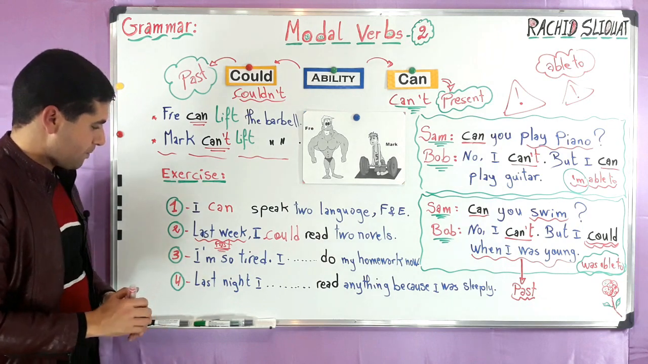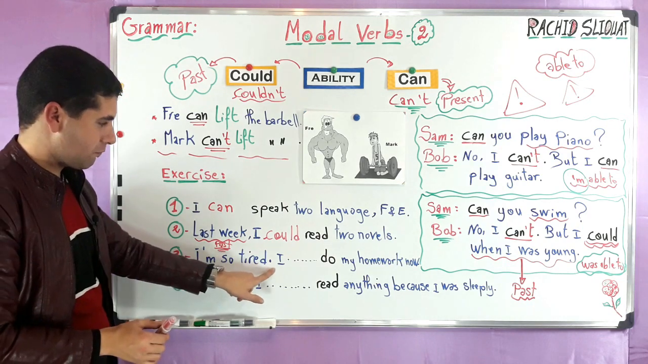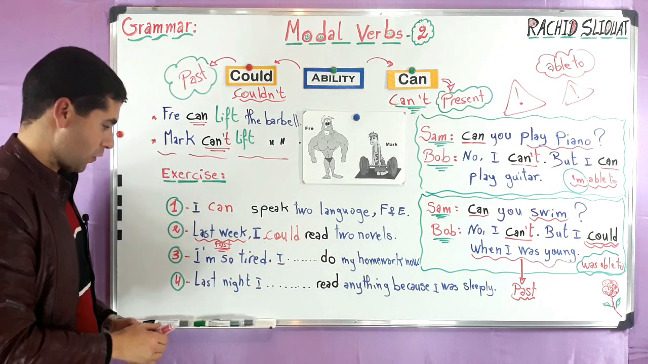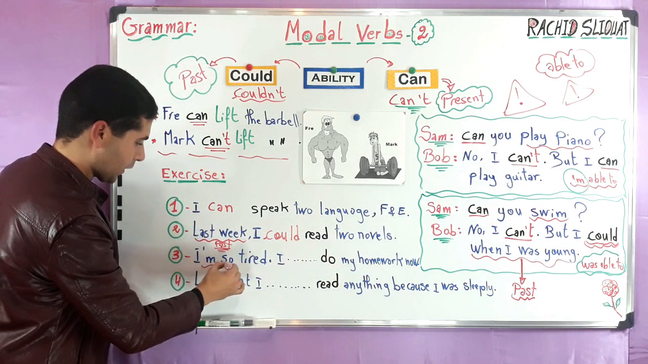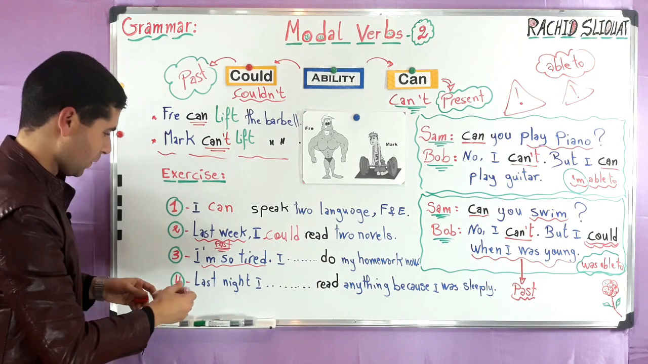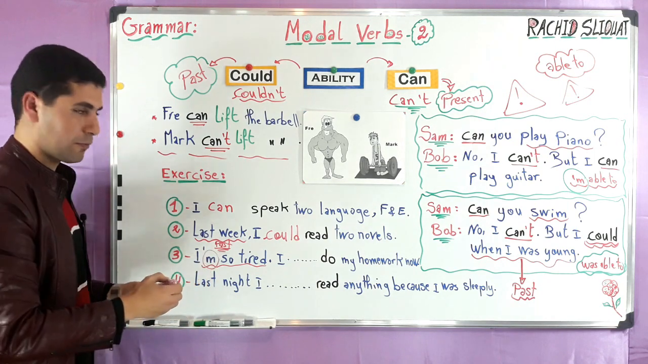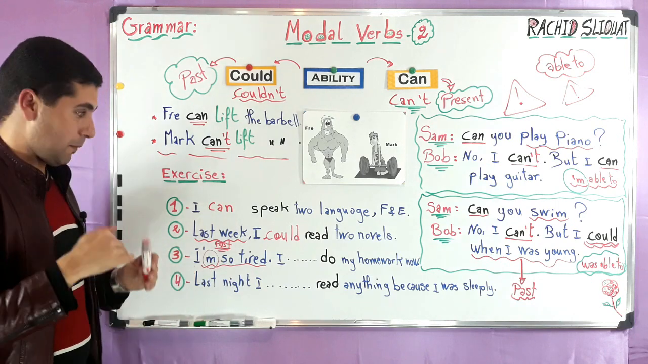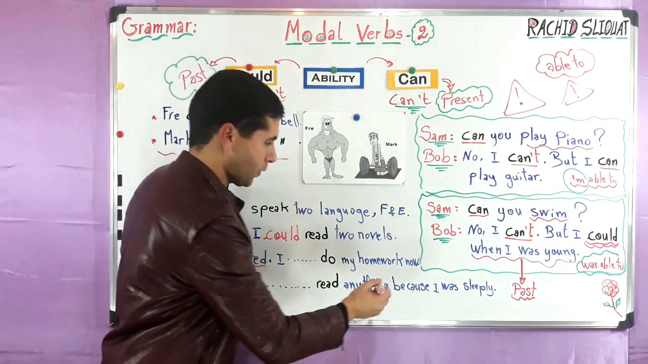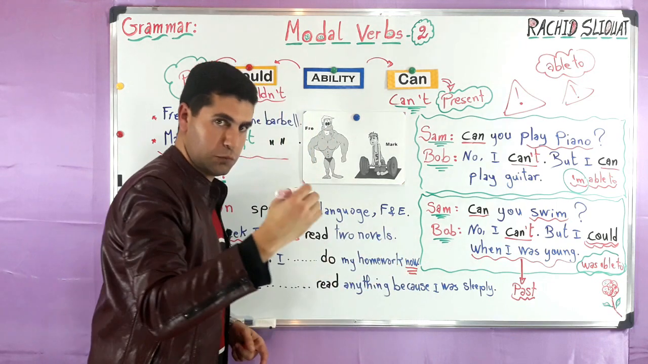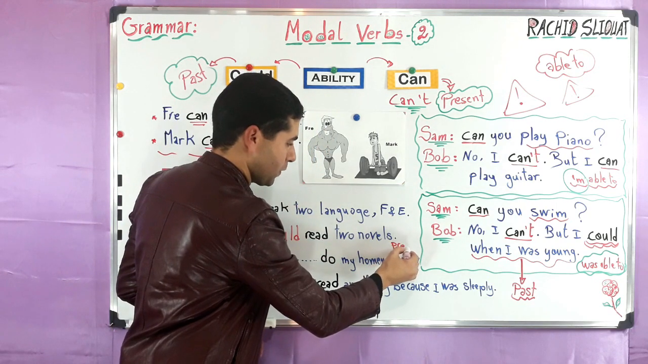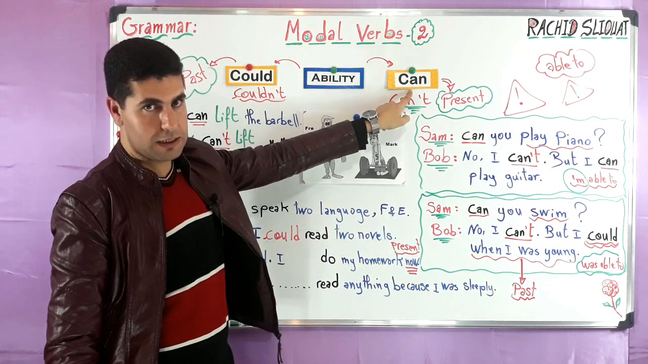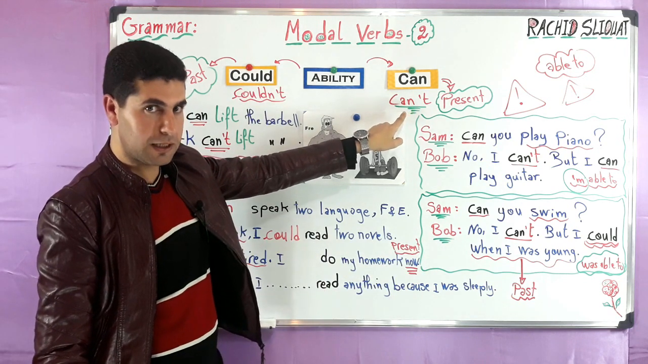Now number three: I'm so tired, I do my homework now. Here we have I'm so tired. This is in the present because we have the verb to be in present. And I do my homework now is also related to the present, because we have now. So here we need can or can't.